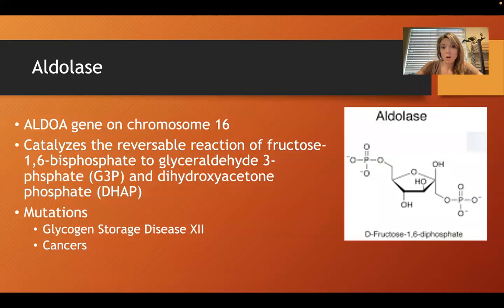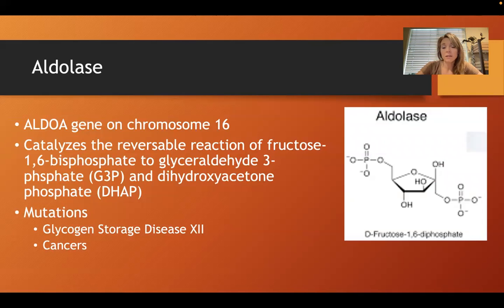3 different genes code for the 3 isozymes of aldolase. We have A, B, and C. Those are just the 3 different isozymes. Recall that isozymes are just different forms of the same enzyme. These 3 isozymes are expressed differently through development.